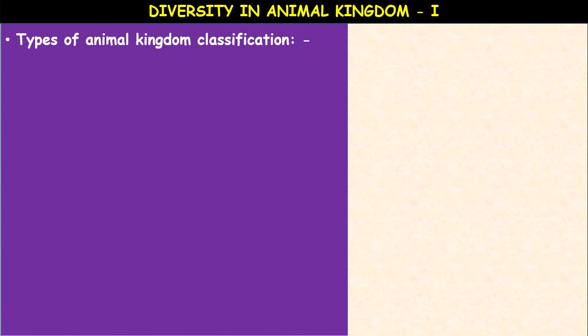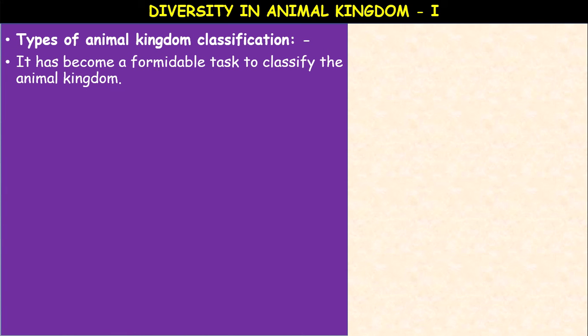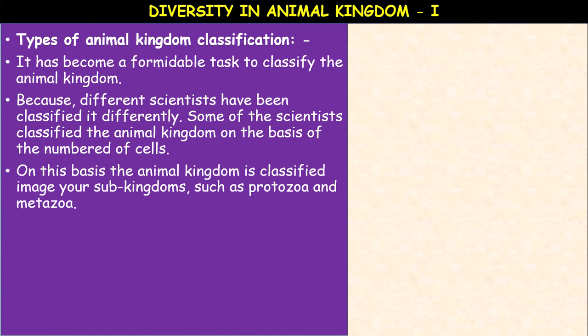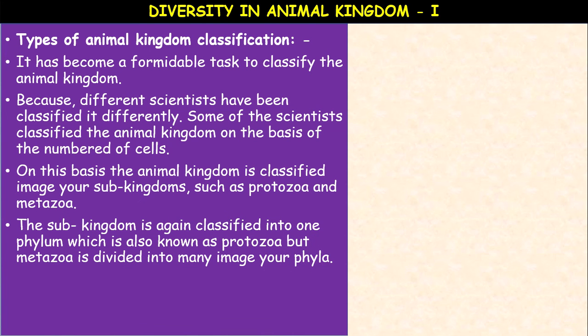So, types of classification of animal kingdom. It has become a formidable task to classify the animal kingdom, because different scientists have classified it differently. Some of the scientists classified the animal kingdom on the basis of number of cells. On this basis the animal kingdom is classified into two subkingdoms such as protozoa and metazoa. Okay. First, protozoans, primitive animals. Okay. Metazoans means unicellular and multicellular. First the animal kingdom is divided into subkingdoms. What are the two subkingdoms? Protozoa and metazoa. The subkingdom protozoa is classified into one phylum, which is also known as protozoa, but metazoa is divided into many phyla. Okay.